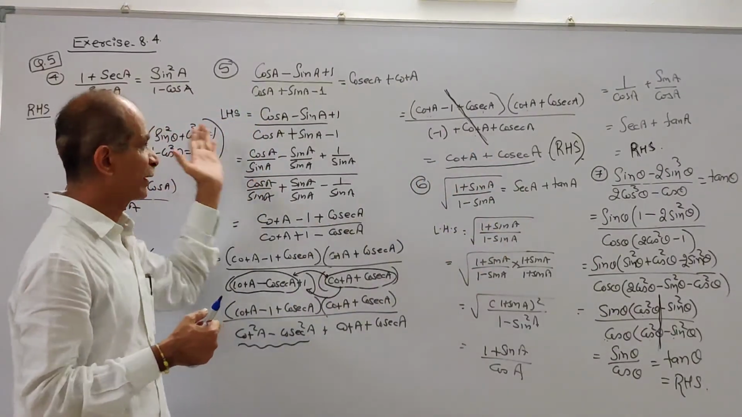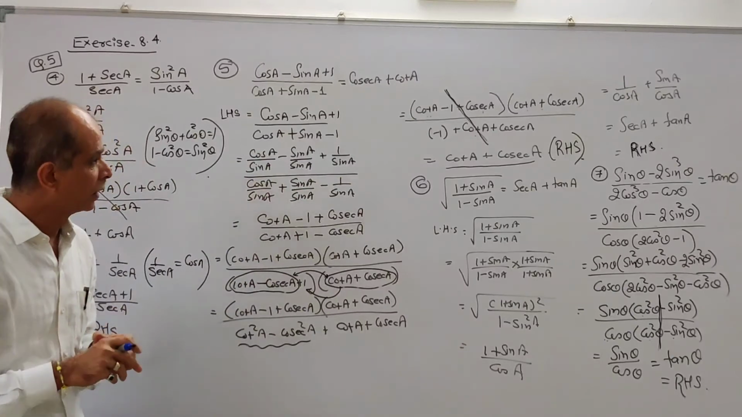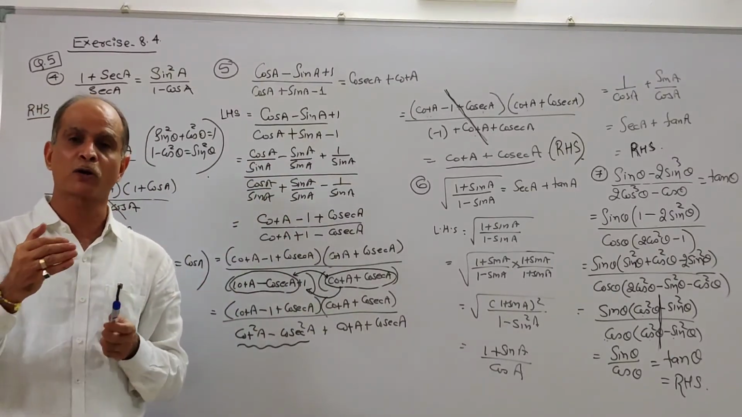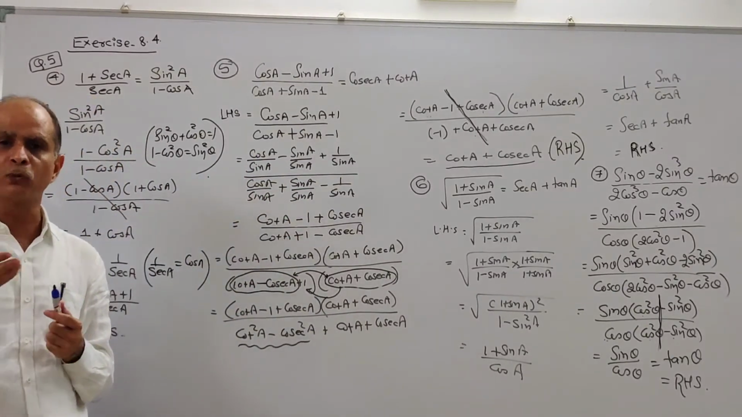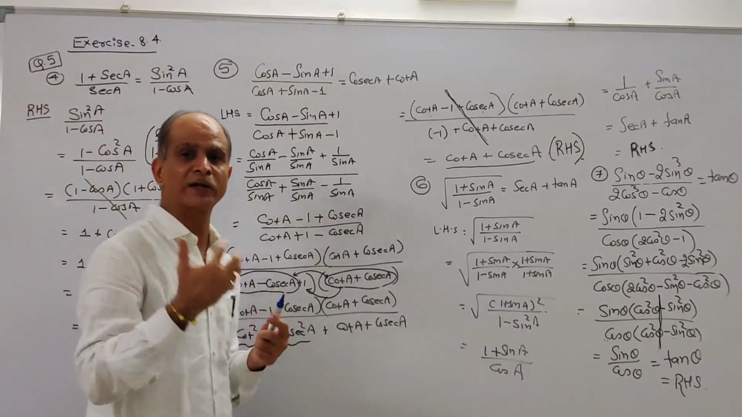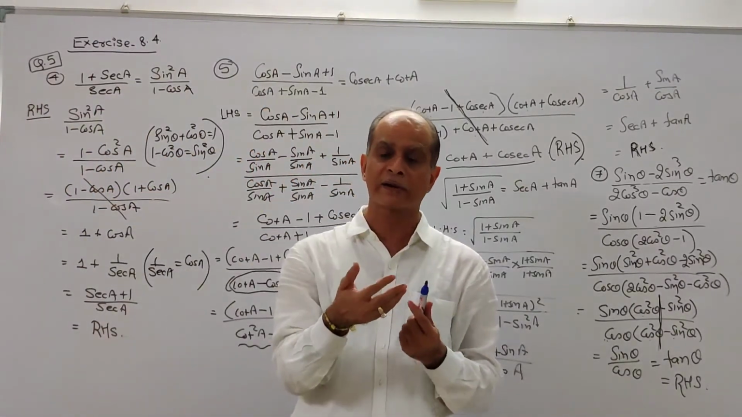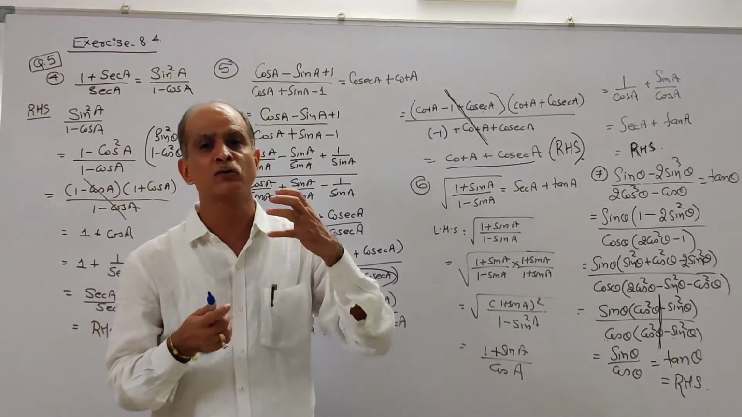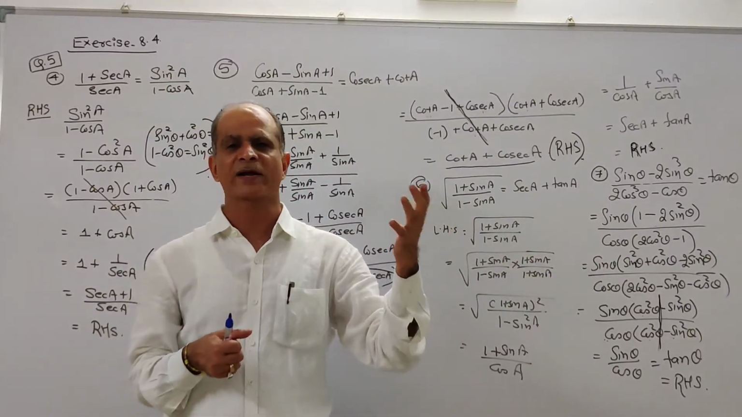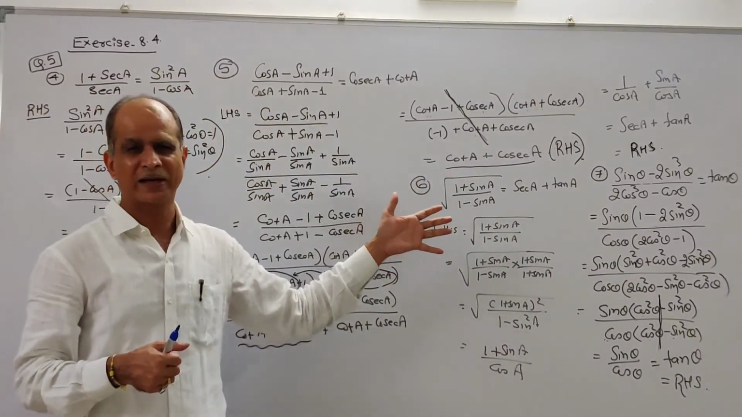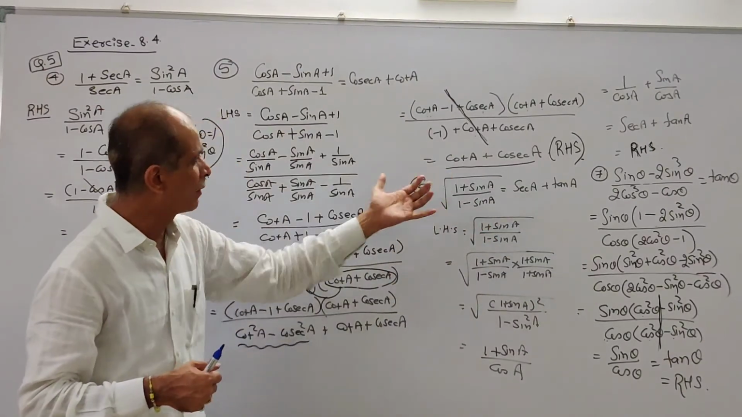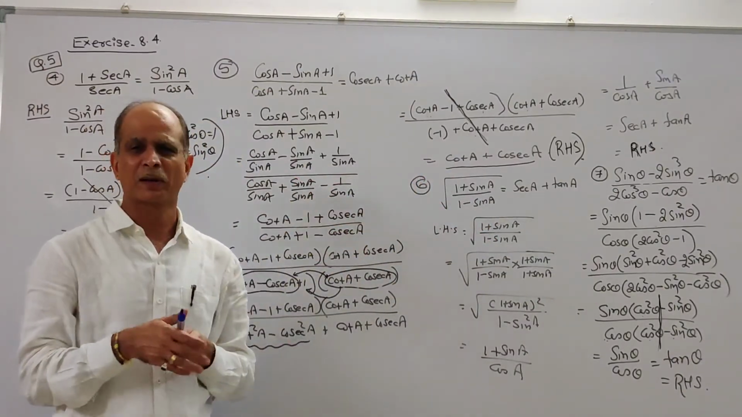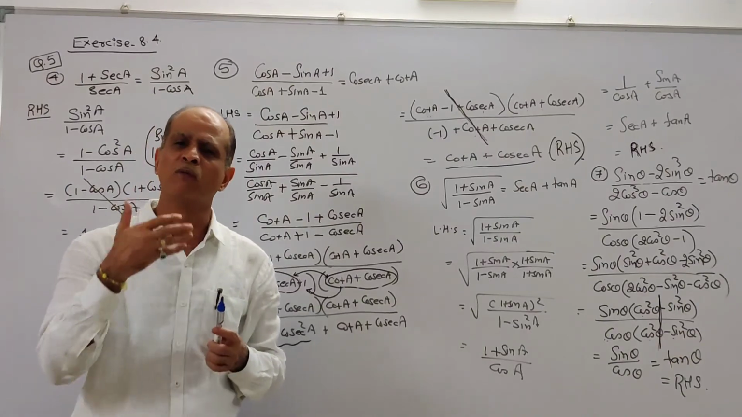Then in exercise number 8.4, we have solved 7 examples to show how to prove an identity, how to use the fundamental identities of trigonometry in different examples, and to derive from LHS to RHS. You know, there are 10 to 11 examples in this exercise. I have already solved some examples. The remaining 3 examples are homework for you.